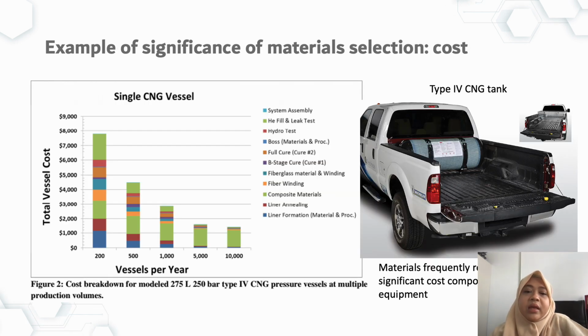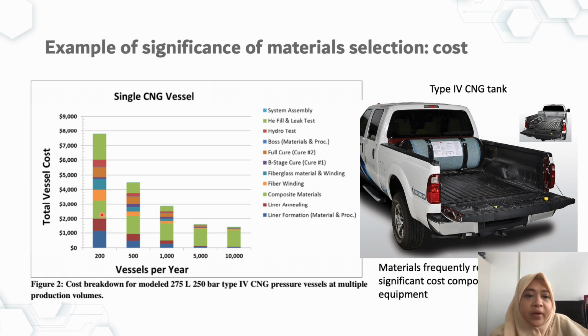Okay, so this shows an example of the significance of material selection in cost. This is a type of CNG tank, the compressed natural gas tank. Here is the cost breakdown for a modeled Type IV CNG pressure vessel at multiple production volumes.